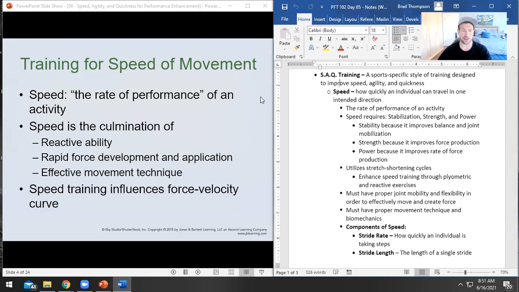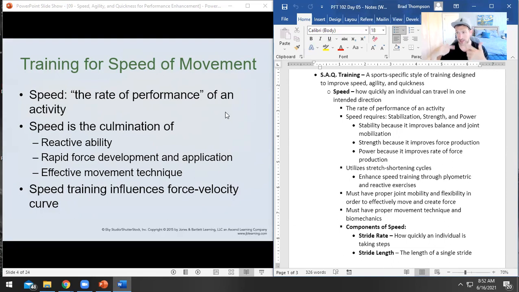So looking at the first part of this, we are going to talk about speed. Speed is the rate of performance of an activity. It's sort of the culmination of your reactive ability. And when I say reactive ability, we're thinking of our definition from yesterday. Yes, it is how quickly you can respond to something, but it's your ground reaction forces. The faster you feel that your foot has touched the ground and you can drive through that foot and get onto your next step, the faster you're going to be able to turn your feet over. That's going to result in a greater amount of speed.